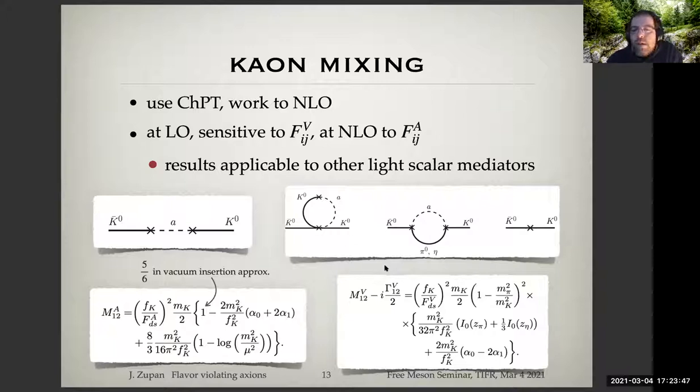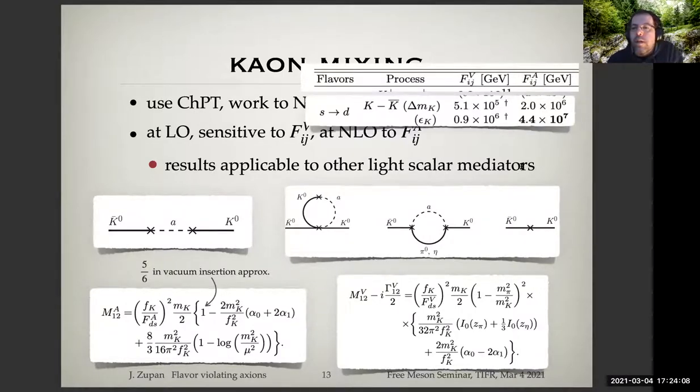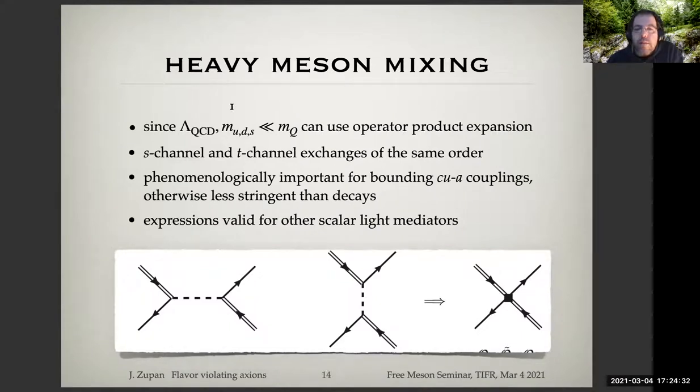For the vectors, there's no leading order piece, it only starts at the one loop order. And there, these unknown low energy coefficients are increasing the errors on the prediction. All right, and just highlighting now that the best bound comes from K-Kbar mixing from epsilon K, however, there's this wrinkle that there is also a dimension 6 contribution coming from the UV physics where you don't have an axion propagating, it's just shrunk to a point and it would come parametrically at the same order. The heavy meson mixing is just an expansion in 1/the mass of the B meson.